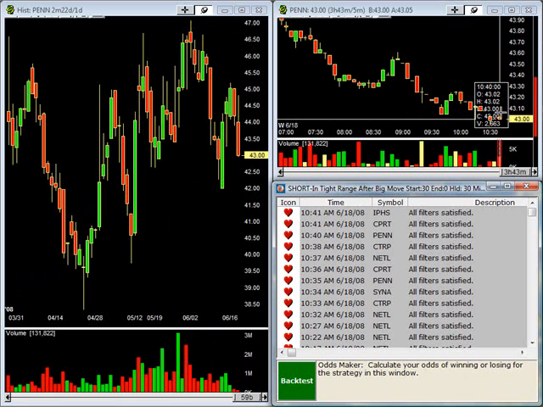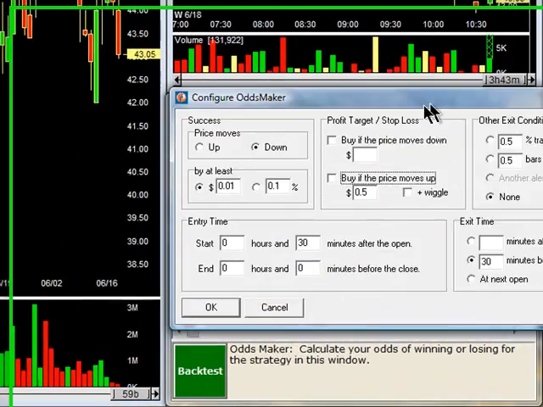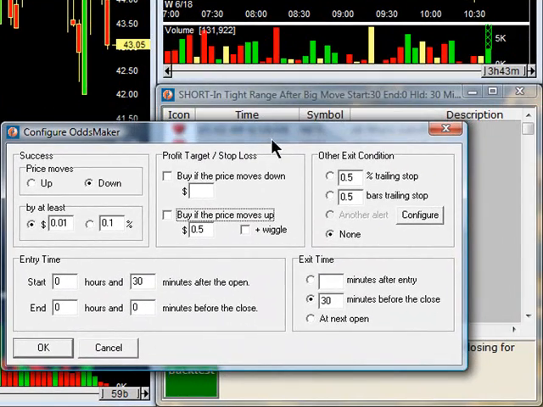Okay, so then the question is, what do we do with this information? How do we make it into a trading system? This is where we let the odds maker take over. Now that we've designed the system, let's figure out what to do with it. I'm going to press the backtest button, and I'm going to bring the configure odds maker window into view. In this particular case, we're going to try to short this move because we know that the market's been fairly weak lately. So we're going to attempt to short it.